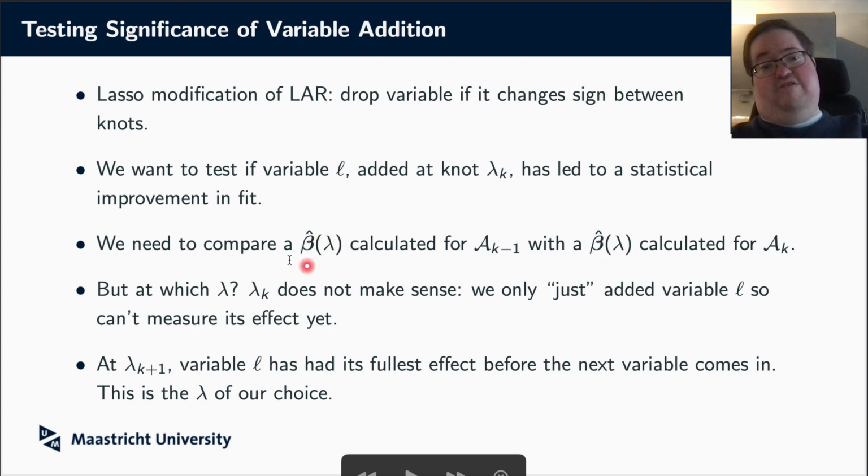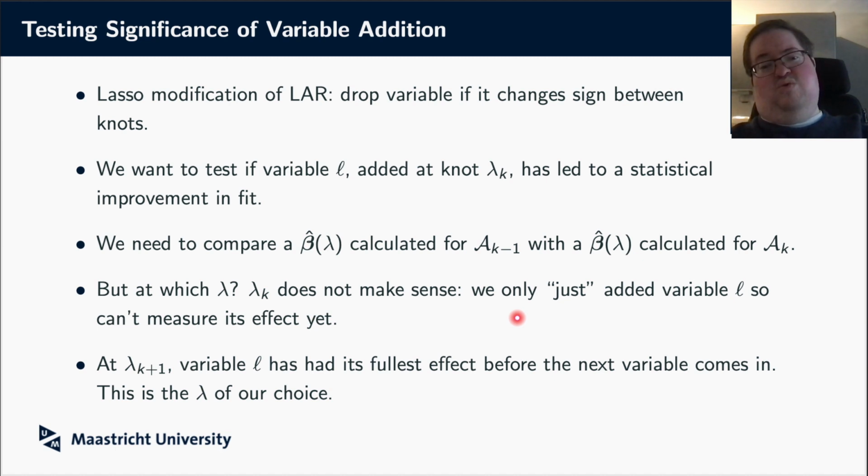Because obviously, if you change lambdas, you also induce shrinkage. If you make lambda larger, you get more shrinkage, so it's not a fair comparison. So how do we then choose an appropriate lambda for which we do that? Well, you might say, why don't we take the lambda when we just add it? Because at that point, we really switch from A_{k-1} to A_k. But of course, at that point, we just add it, and it means there is no effect yet of the variable. We have not moved its coefficients yet towards the least squares solution.